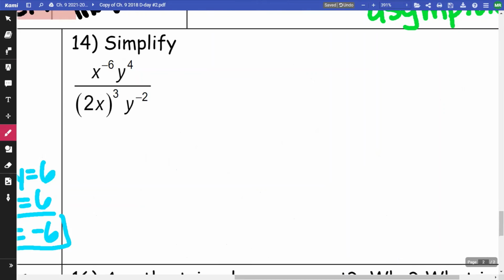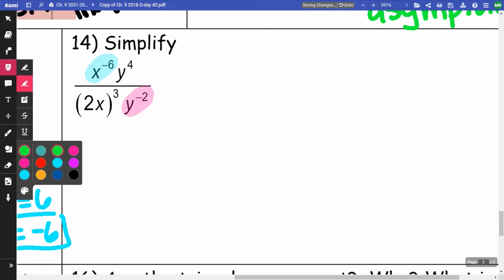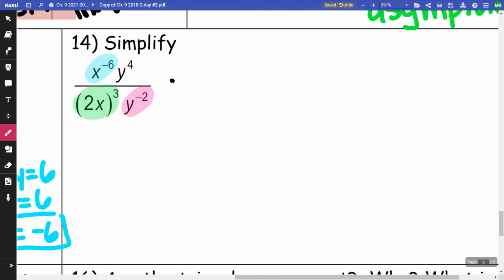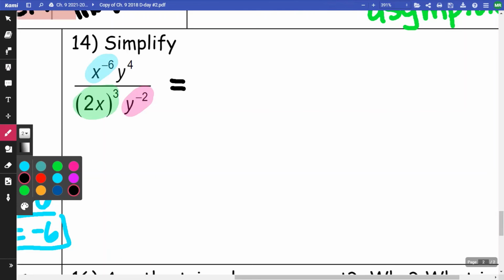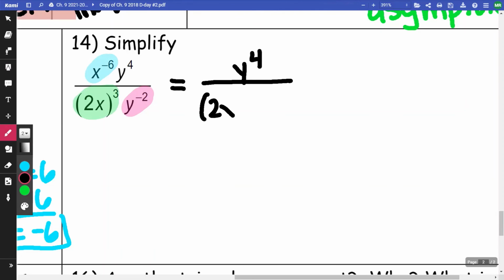On 14, a couple things I'm going to deal with. I don't like that negative exponent. And then I'm going to have to do something with this. So let me first deal with my negative exponents. So I'm going to have a y to the 4th on top. Let me deal with the 2x to the power 3 in a second.